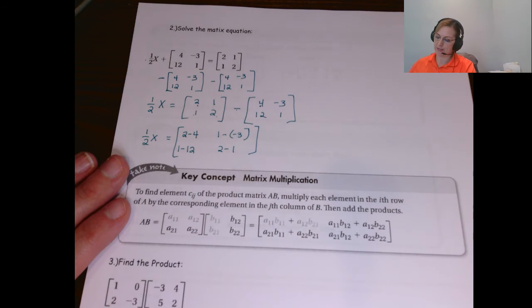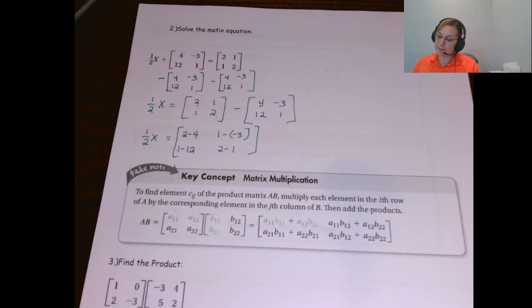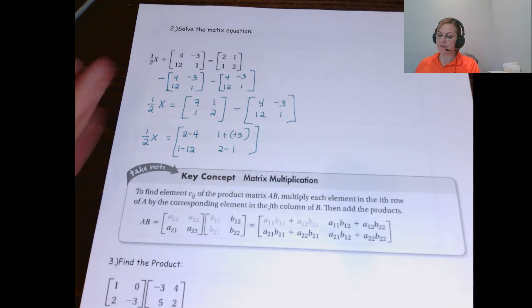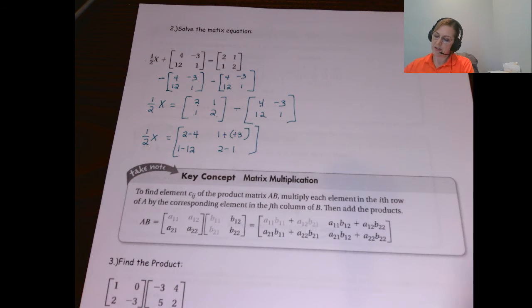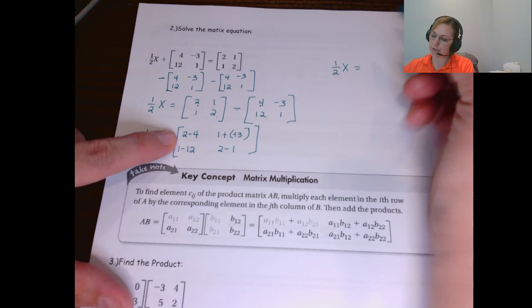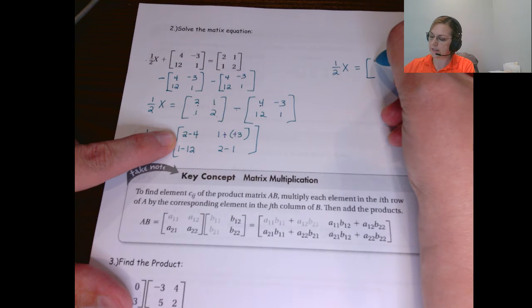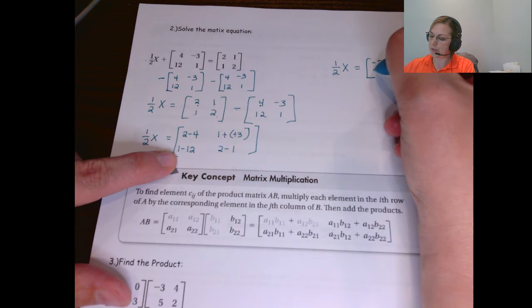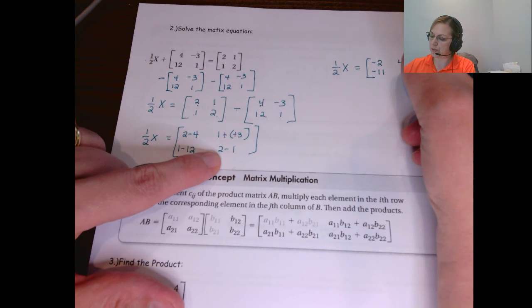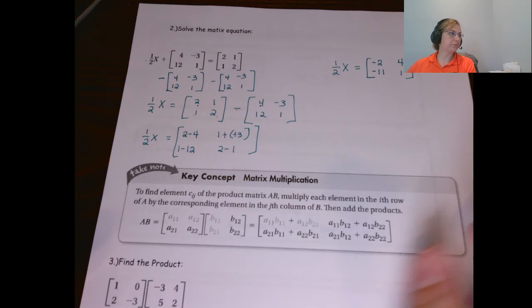All right, let's go ahead and do those subtractions then. As before, I'm changing my minus to a plus by changing the sign of the next number. So that gives me 1/2 x equals 2 minus 4 is negative 2. 1 minus 12 is negative 11. 1 plus 3 is 4. 2 minus 1 is 1.